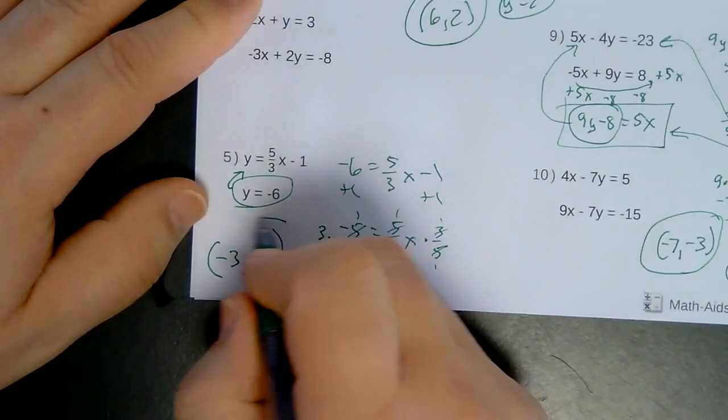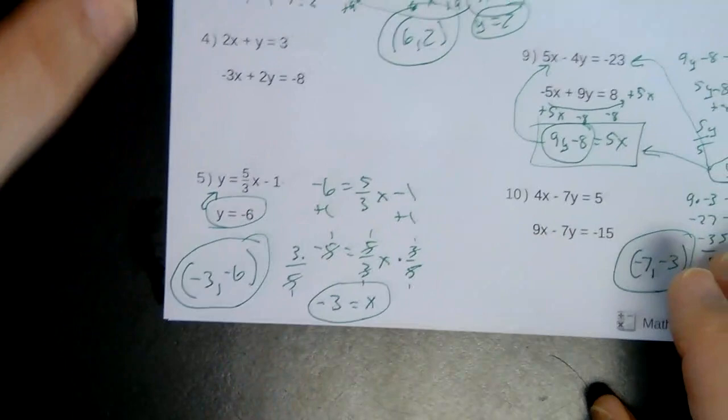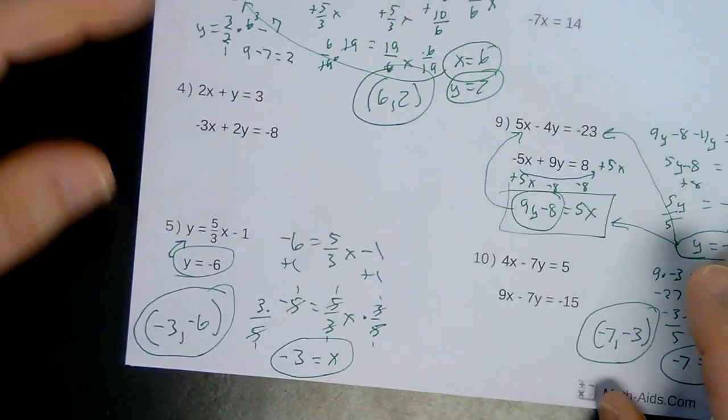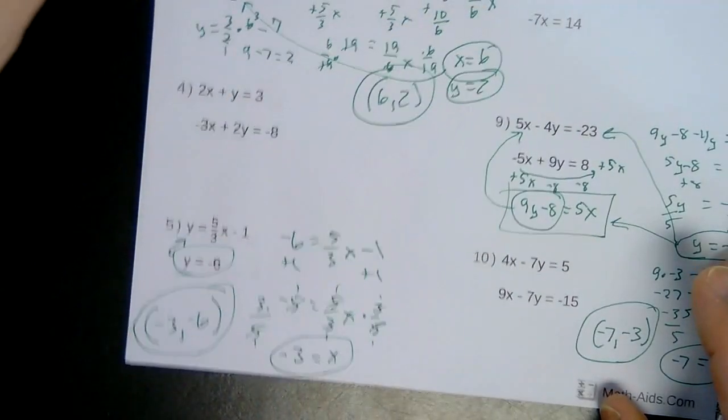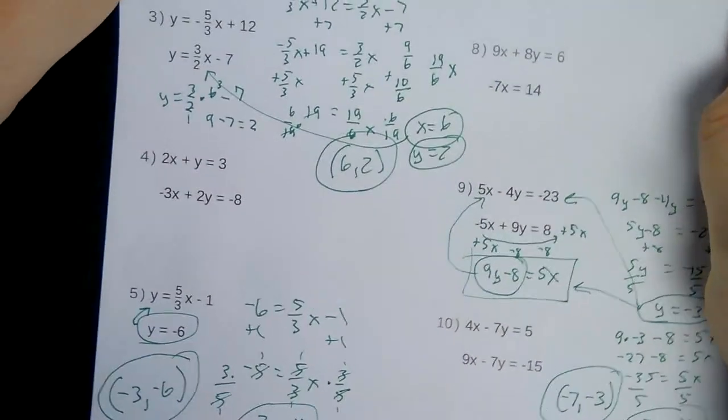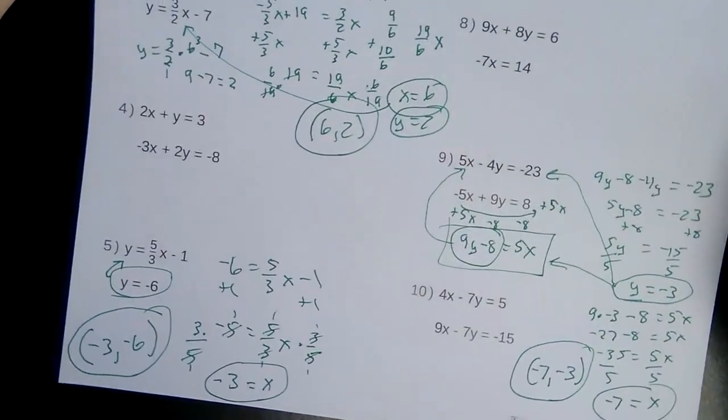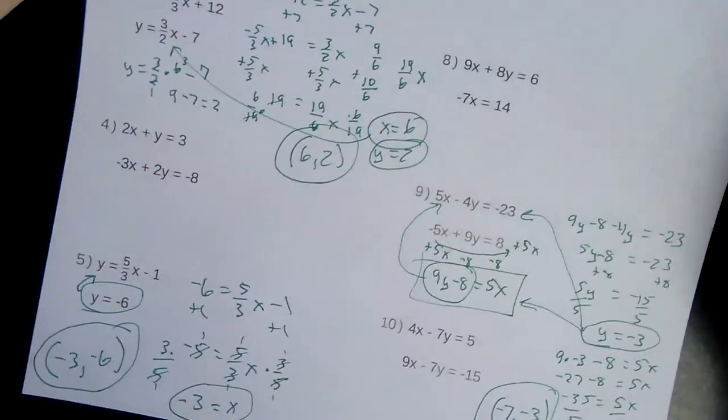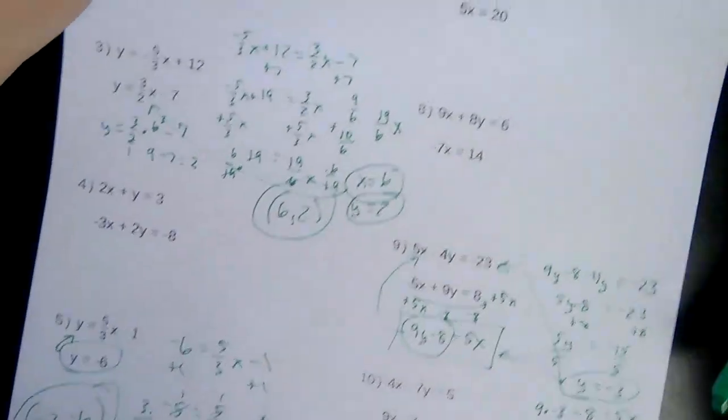Final answer right here. Get into a good habit of circling your final answers. So if you go back, there's 4 of them to do. If you did 2 out of those 4, I think that would be pretty good. Double check your answers on the back side. Okay. And good luck to you.